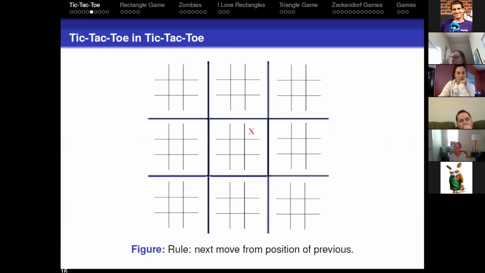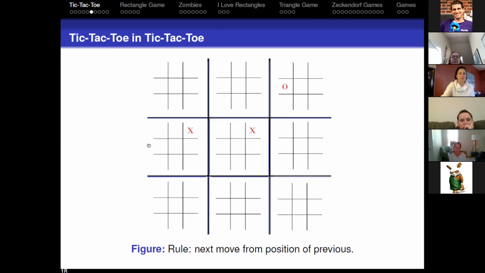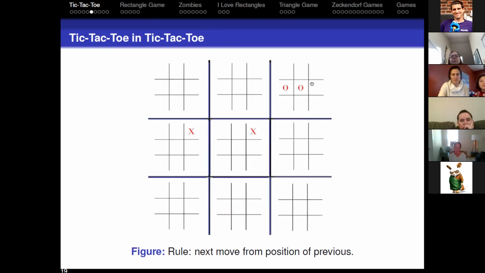the previous one. So for instance, let's say that I open by going in the upper right spot in the middle board. What this means is now O has to respond by going somewhere in the upper right grid. Let's say O goes here. Now I have to respond by going in the second row, first column. I have to go somewhere on this board. And now, by stupidly going here, I now force O to go in this board again. O now has two in a row.